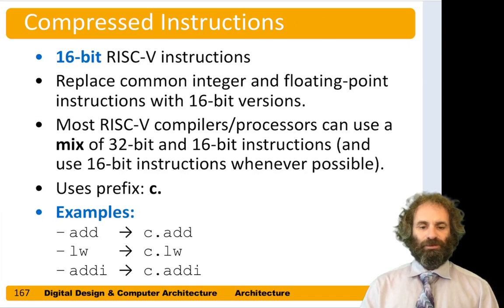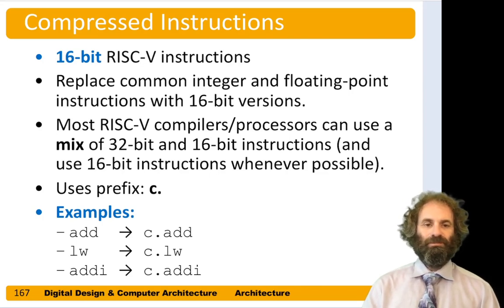compressed instruction versions. This is an optional feature in RISC-V, but most RISC-V compilers will generate a mix of 32 and 16-bit instructions whenever possible to save code space. The idea is to replace the common integer and floating point instructions with 16-bit versions. These compressed instructions have a mnemonic that starts with C. So for instance, instead of add, we have a compressed add. Instead of load, there's a compressed load and compressed add immediate.